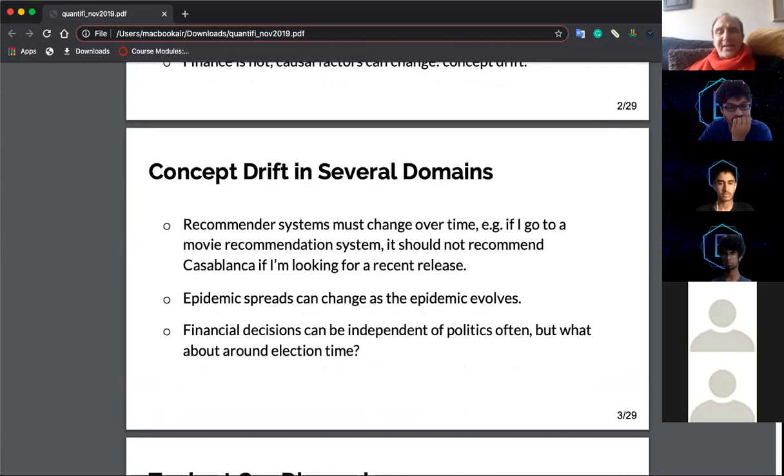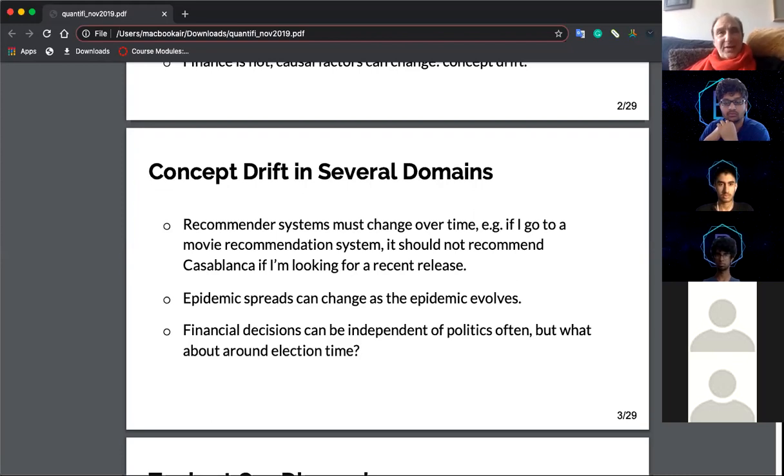This notion that things could change over time, that the input-output relationship in a machine learning setting could change over time, is called concept drift. To give you a very concrete example, let's take a recommender system. A recommender system will recommend products or movies. Let's say I go to a recommender system site and it says, I think the movie you should see is Casablanca. It is a great movie, that is true, but it's probably not the kind of movie you're going to see that just came out.